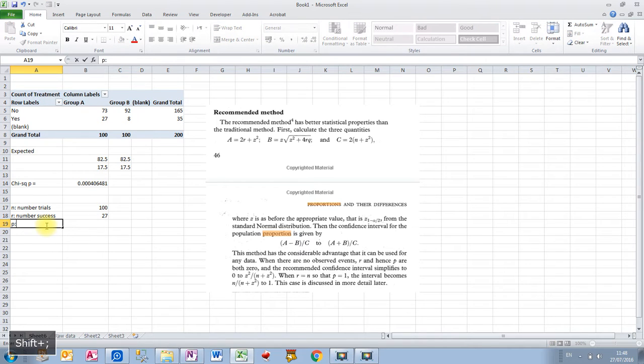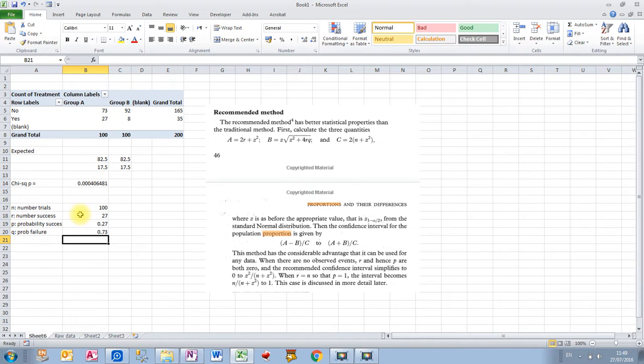P is the probability of success, and that's the estimate from the data we have here. It's simply the number of successes divided by the total number of trials, 0.27. Q is the probability of failure, and that's simply 1 minus P. So those are the basic numbers.